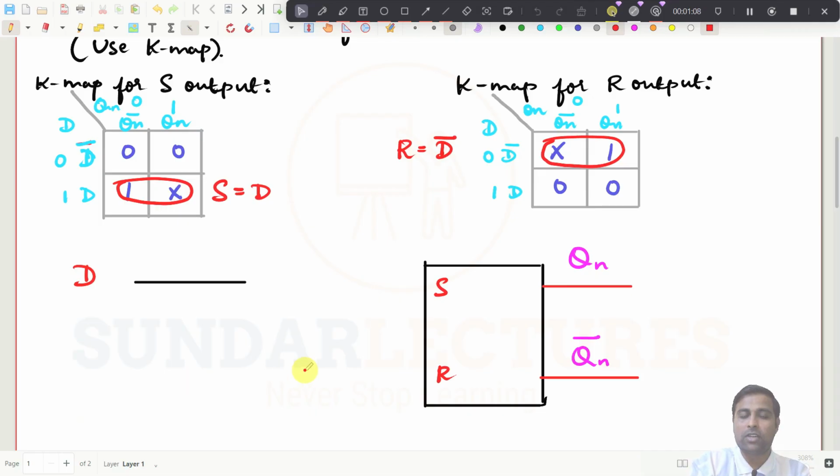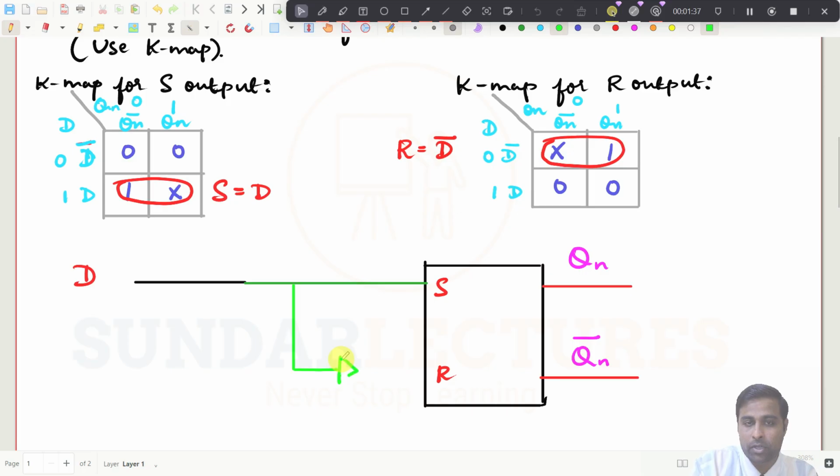What I have to do now? So D can be directly connected to S. See here, simply. And R should be D bar now. Put a different color here. R should be D bar. Put a NOT gate here. Connect it to R now.